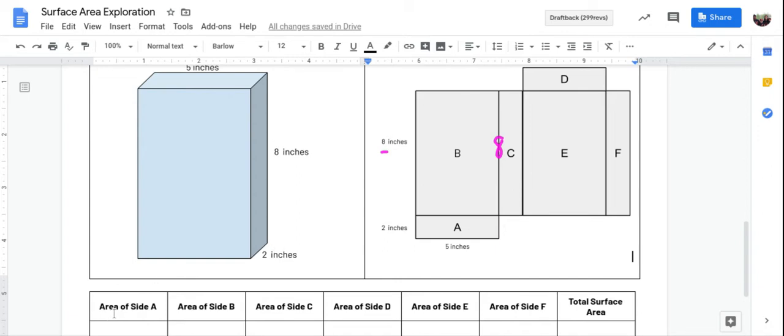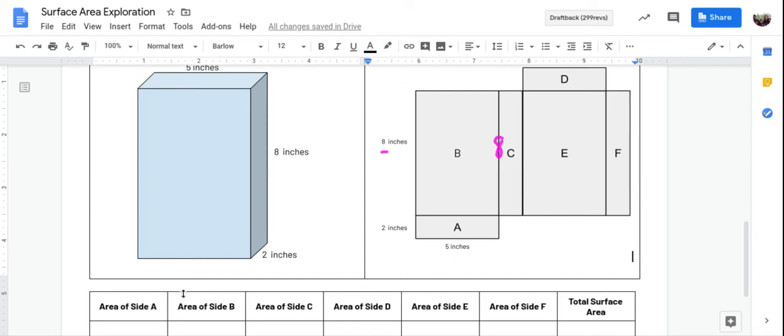So now, tell me what the area of side A is. Okay, now the area of side B. Now, what is the area of side C? Now, give me the area of side D. And now the area of side E. And finally, the area of side F.